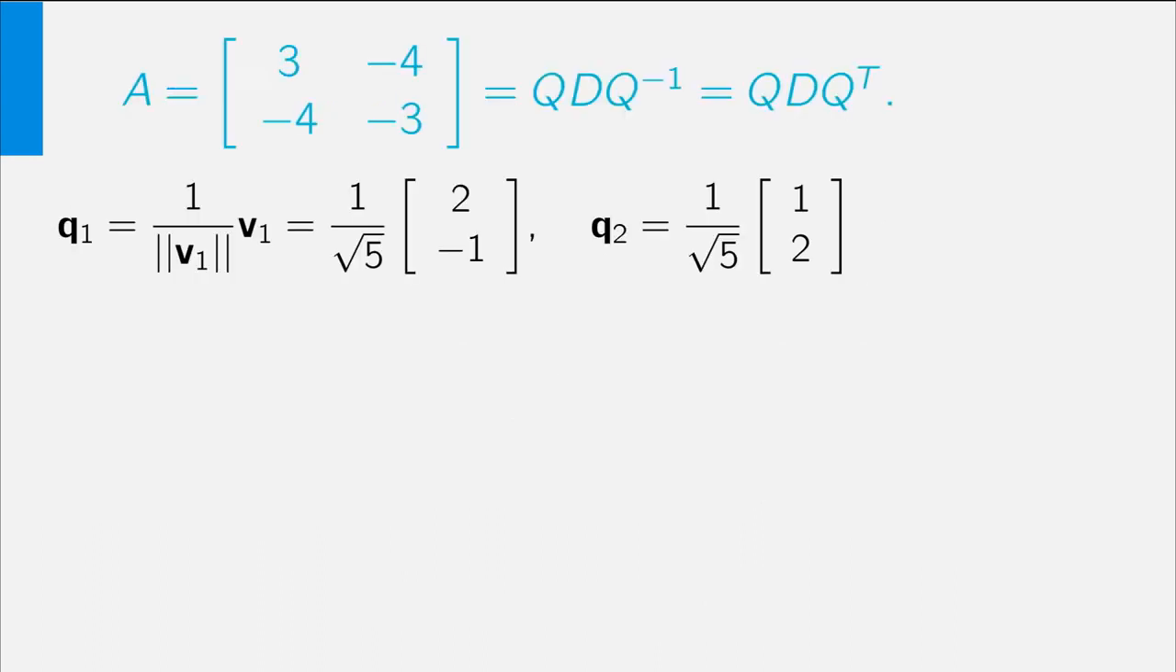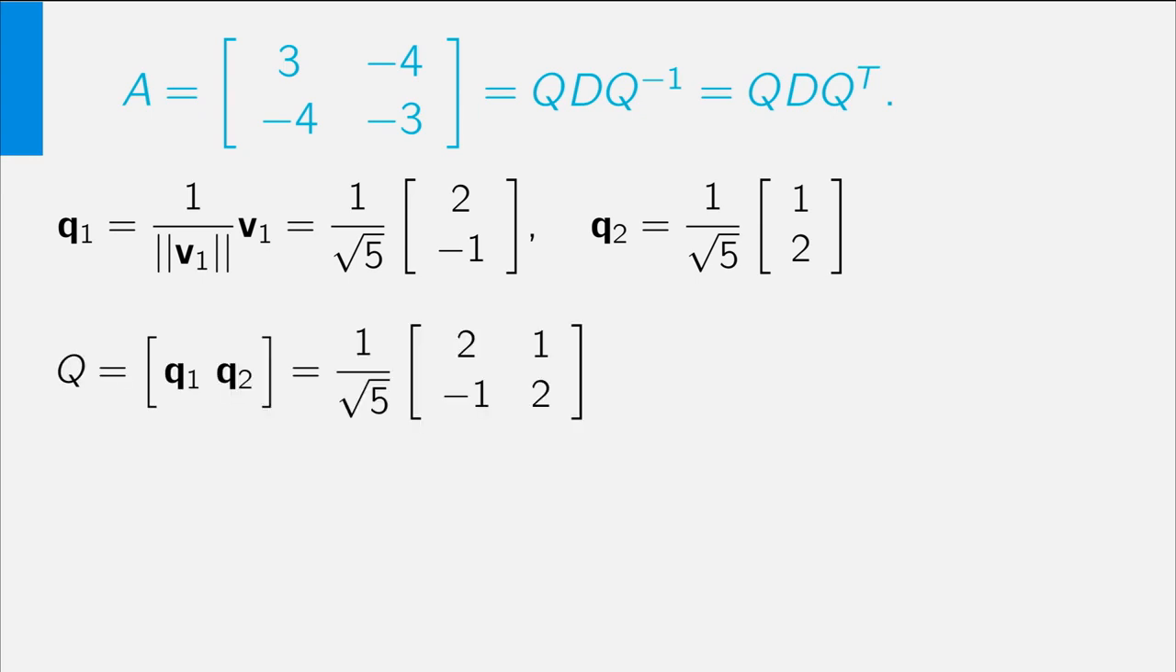You can scale them to find an orthonormal basis q1, q2 of eigenvectors, and putting these into a matrix Q, you get an orthogonal matrix diagonalizing the matrix A. Of course, the matrix D is the diagonal matrix with the corresponding eigenvalues on the diagonal. Beautiful, isn't it?